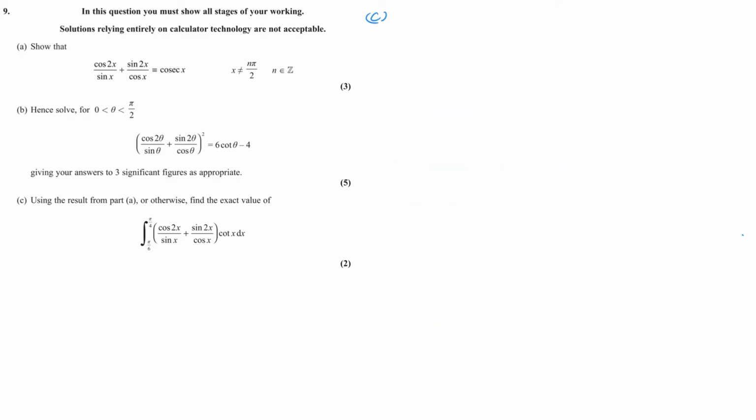So part C is using the integration pi by 4 to pi by 6. So it's going to be cosec x cot x dx. Just swapping this out now with the cosec. Okay, so this one now is quite easy. Equals minus cosec x.